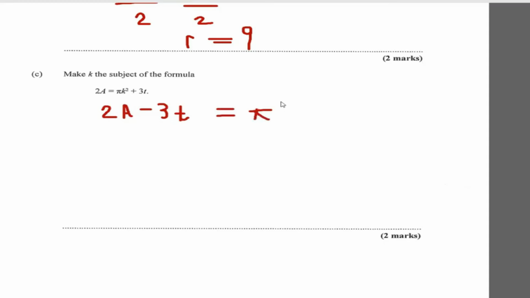So that's the first step. You get rid of that 3t, leaving pi k squared. Now the next thing to do is we want to get rid of this pi.